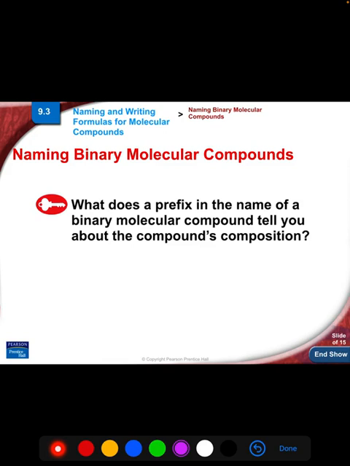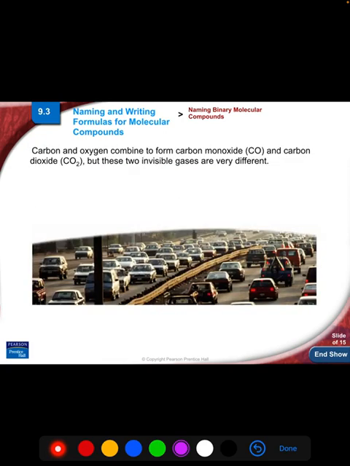So the question is, what prefixes do we use, and what do they tell us about the composition of a compound? And what we're going to use prefixes for is describing the number of different atoms in a molecular compound. Two very common molecular compounds are carbon monoxide and carbon dioxide.